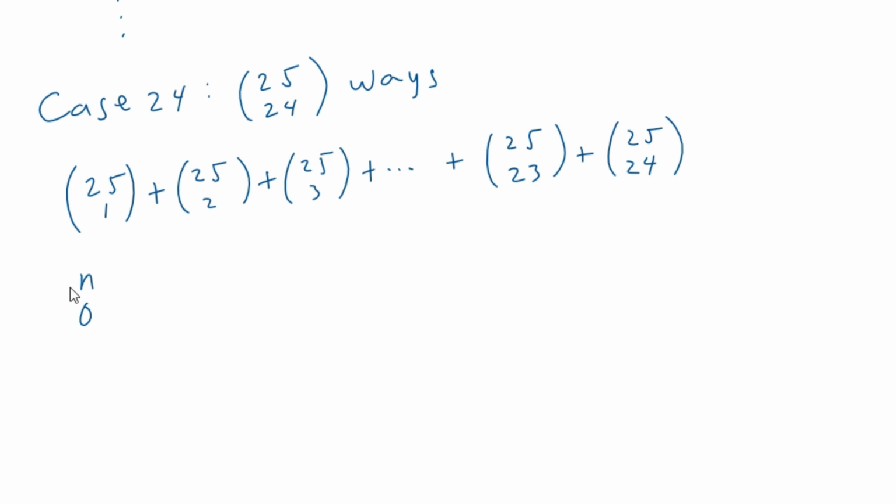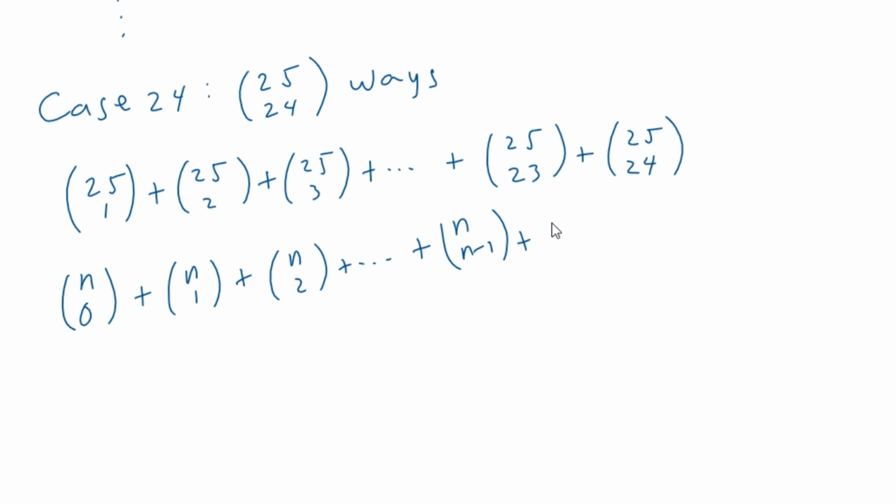There is a combinatorial identity: n choose 0 plus n choose 1 plus n choose 2 up to n choose n minus 1 plus n choose n. This expression is equal to 2 raised to n.